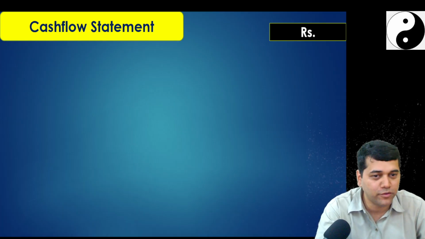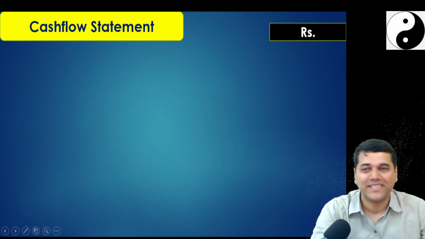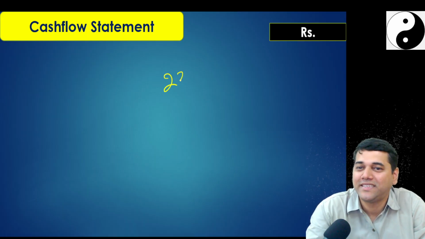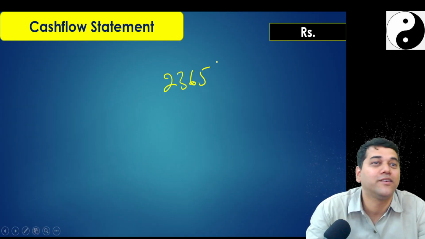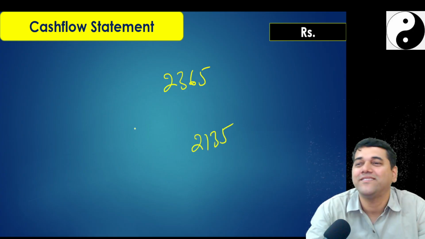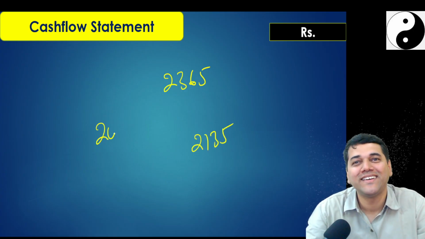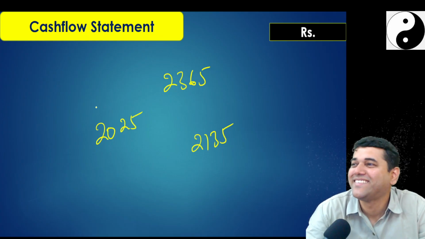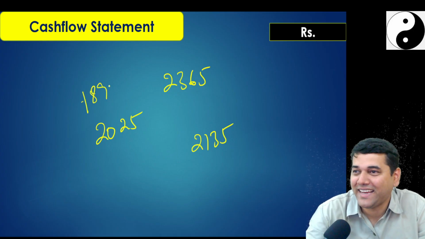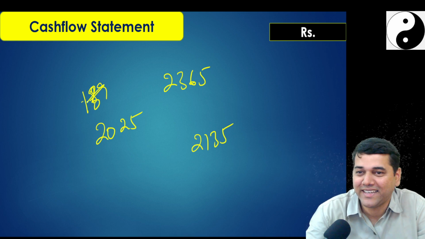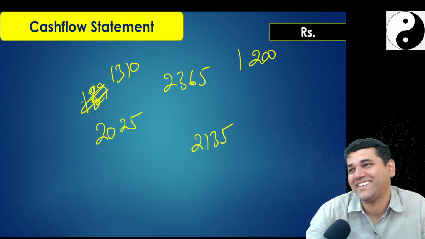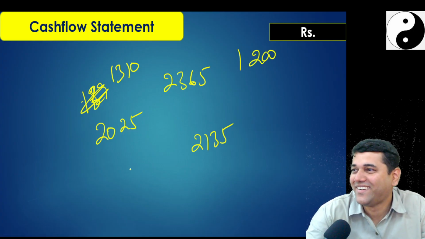Yes, students, pause the video and do this. Yes, students. Now tell me, how much did you get as cash flow from operations? 2,365, you said. Very close. 2,135. 2,025. 1,800. 310. 1,200. Come on.